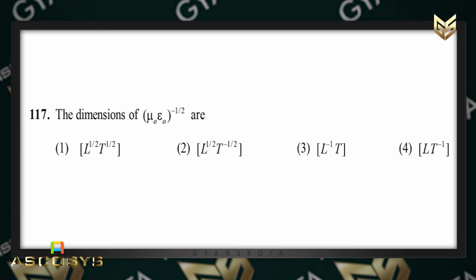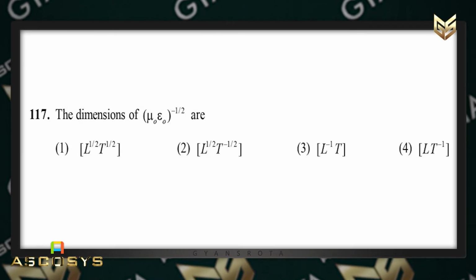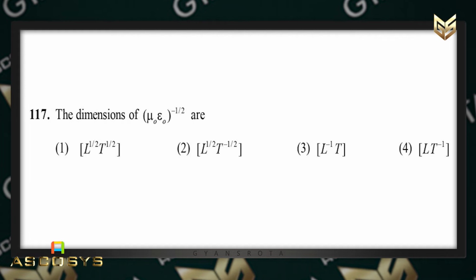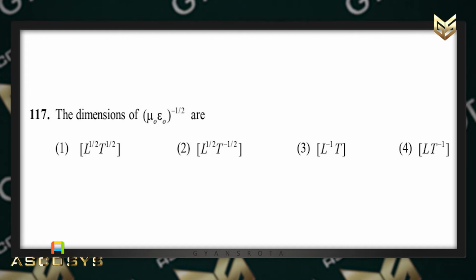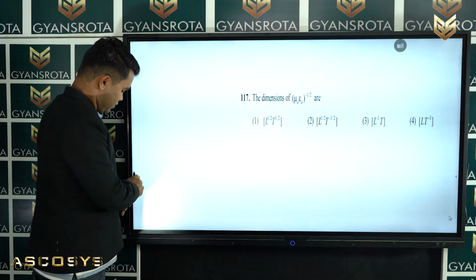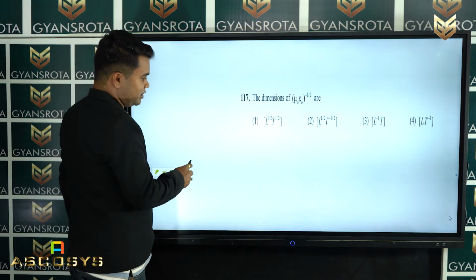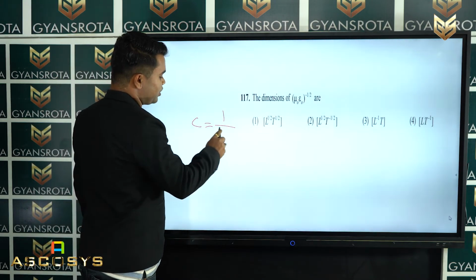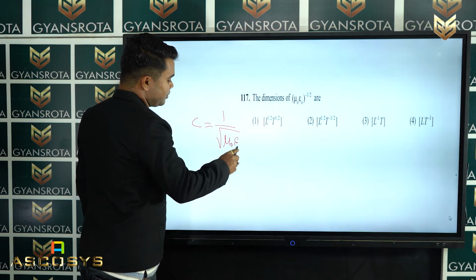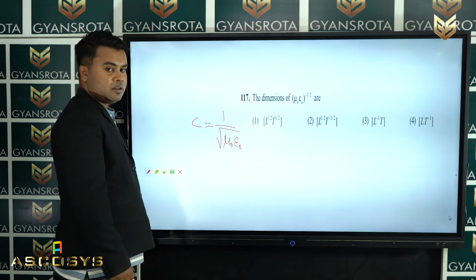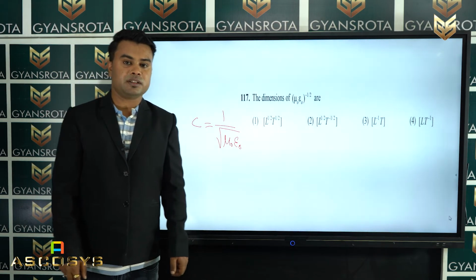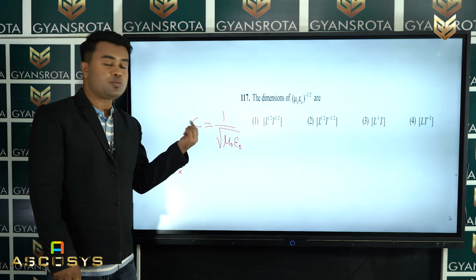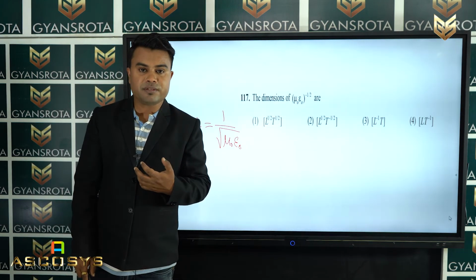The dimension of 1 by root over of mu naught into epsilon naught, that is the dimension of C. If you see, speed of light is given as 1 by root over of mu naught into epsilon naught. Permittivity and permeability. Okay. So C is what? C is nothing but your velocity of light.